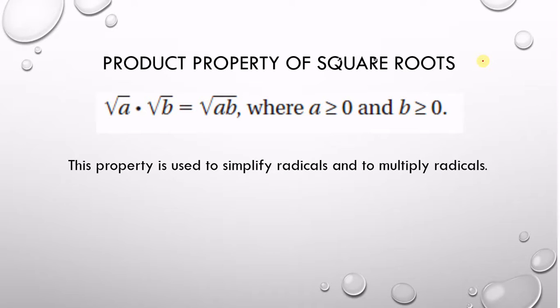The product property of square roots: the square root of a times the square root of b equals the square root of a times b. Which basically means if I have 2 square roots, I can multiply the radicands and get 1 square root. So this allows us to simplify radicals, and ultimately we're going to multiply them too.